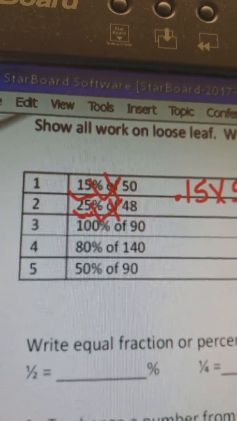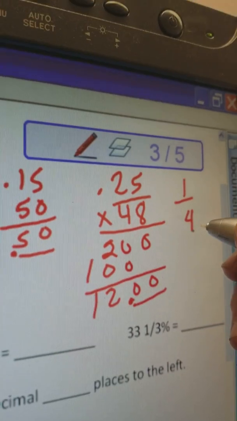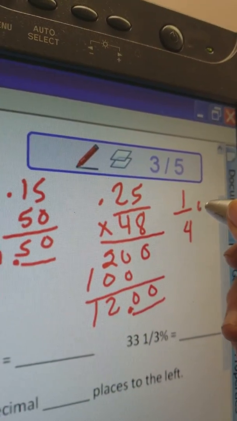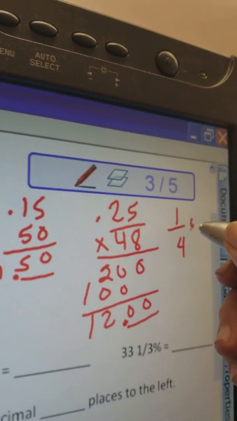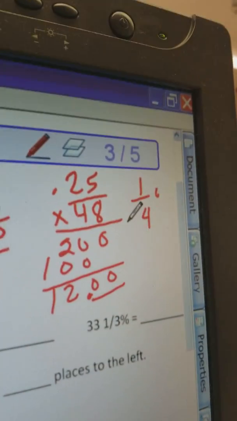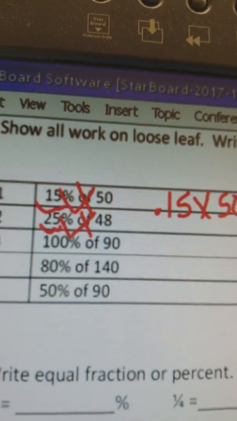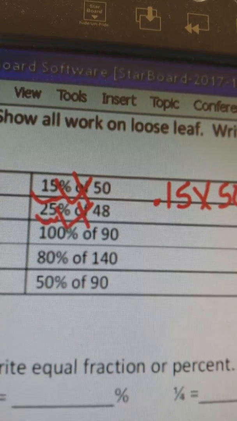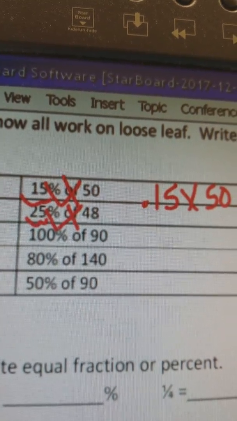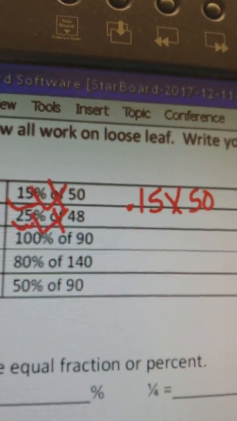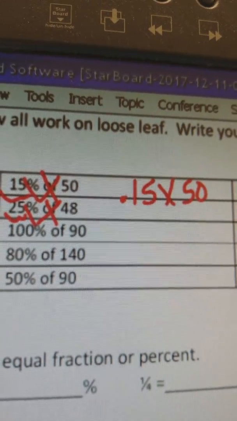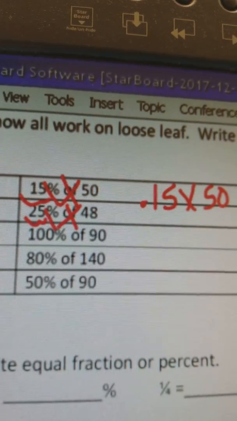25%, they should know by now, 1/4 is 25%. So what is 1/4 of 48? If we divided 48 into 4 parts, 12 would be one of the 4 parts. 100%, without even doing the math, says it's the whole thing. So when we talk about the whole, 100% of 90 means 90. If you eat 100% of the pizza, you ate the whole thing.